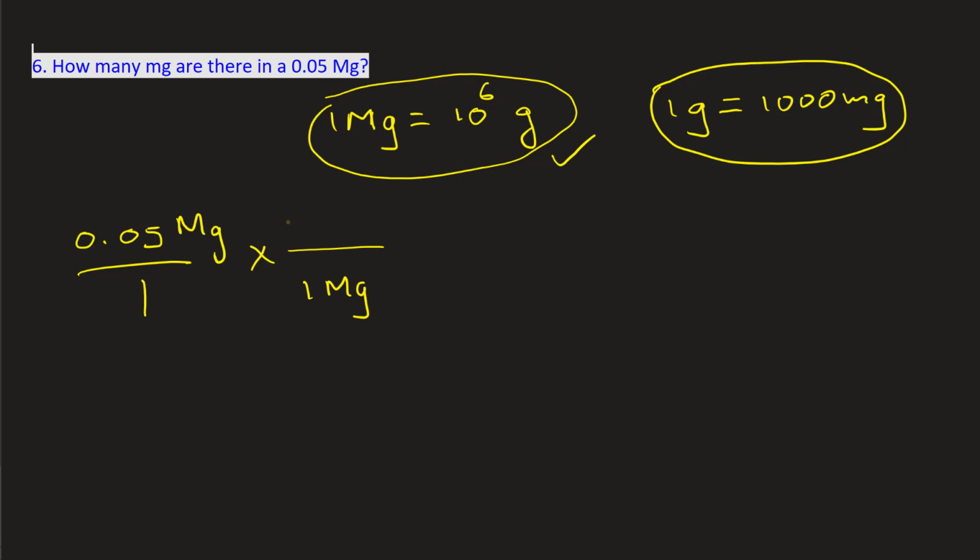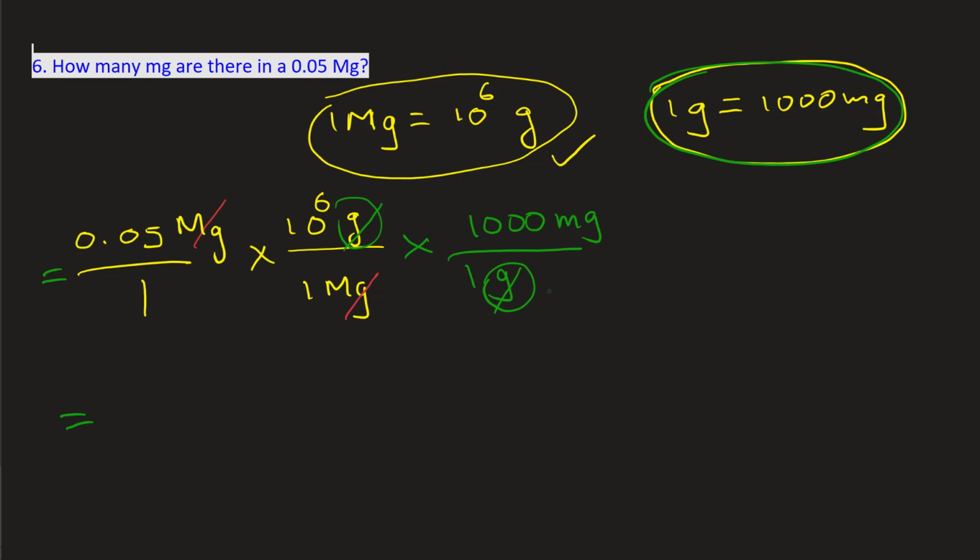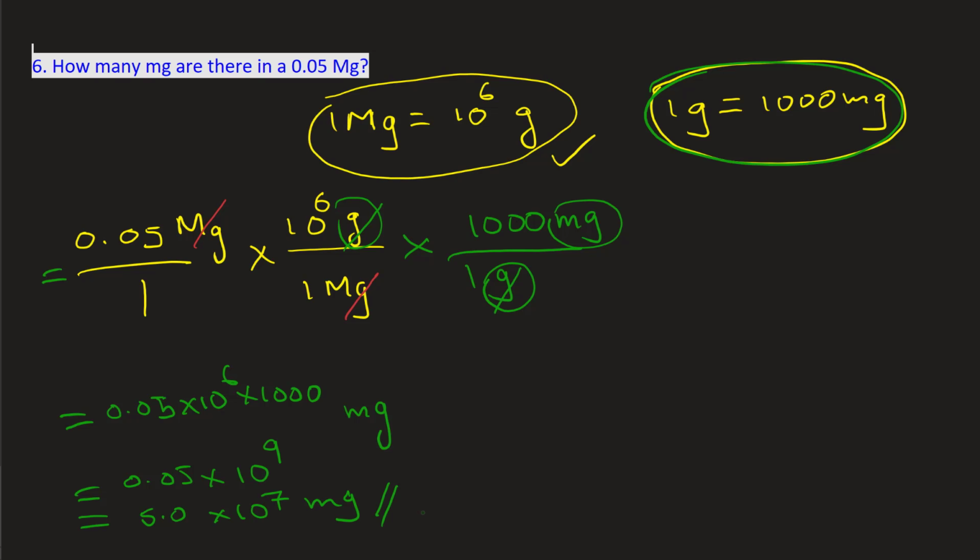So we start with the unknown 0.05 megagram. We want to cancel the megagram. So the megagram is 10 to the 6 grams. Now mega is gone. So now we deal with gram. So 1 gram is 1000 milligrams. So gram to gram gone now. So now we have a bunch of numbers with milligrams. So just multiply the numbers, and then you will get the milligrams. So that will be actually 5 times 10 to the power of 7 milligrams.